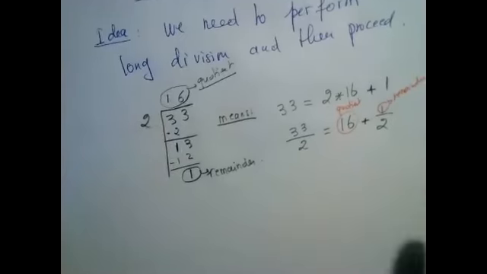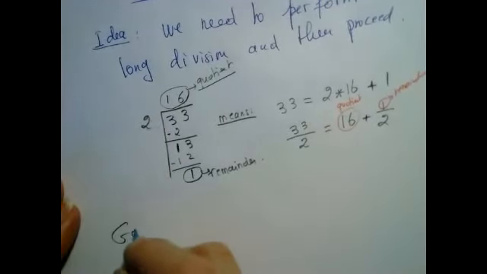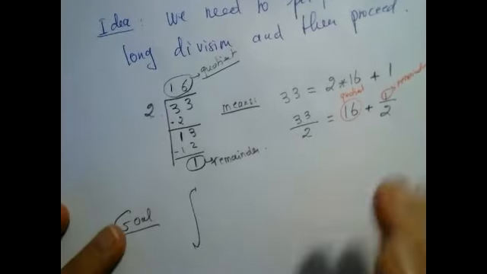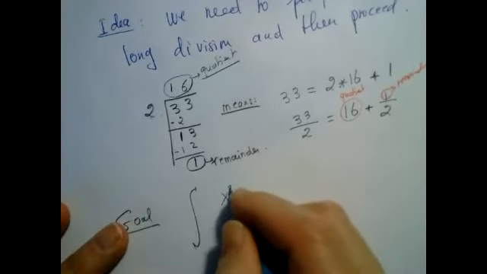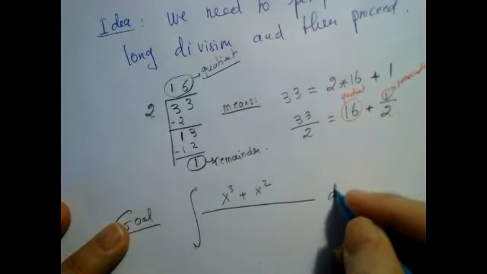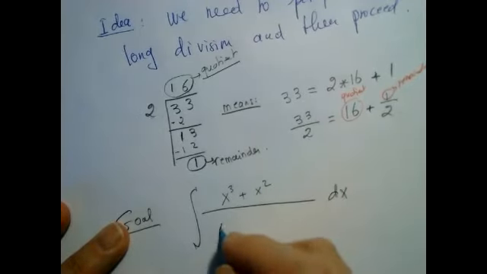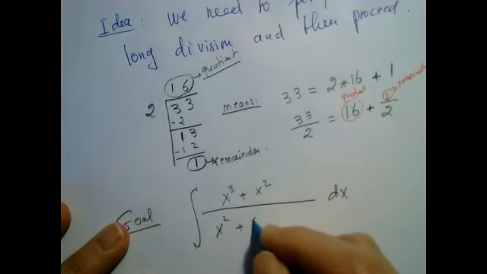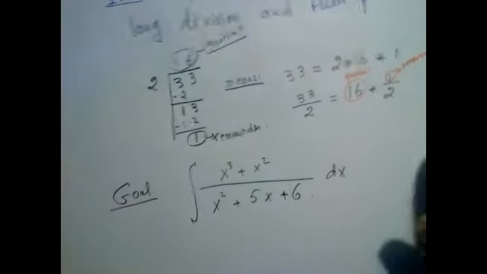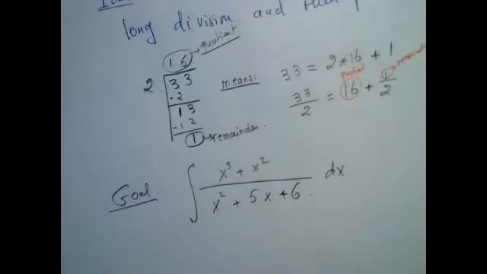So my goal is to find this complicated integral. I made it a little bit complicated so I can divide well in front of you. So my goal is to find this antiderivative, x squared plus 5x plus 6. If you just look at it, it's kind of scary to integrate. And that's really my goal here.